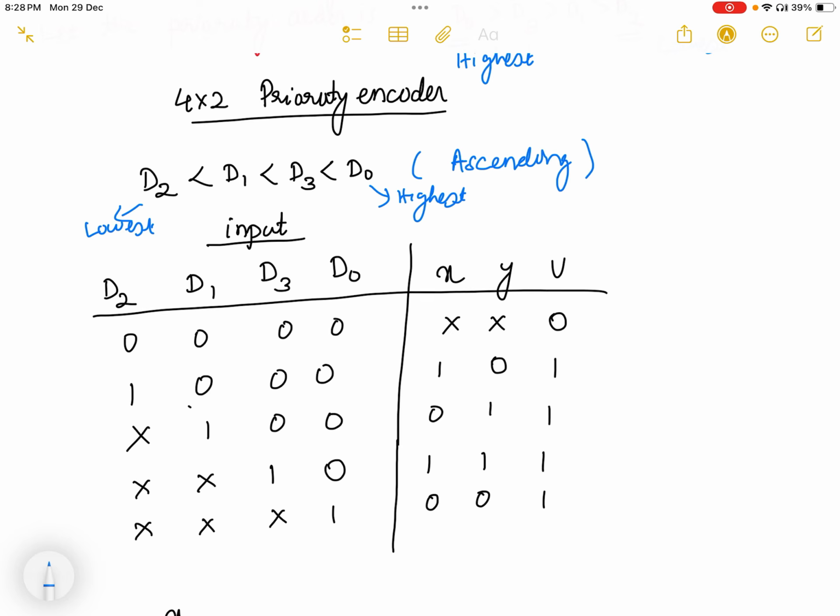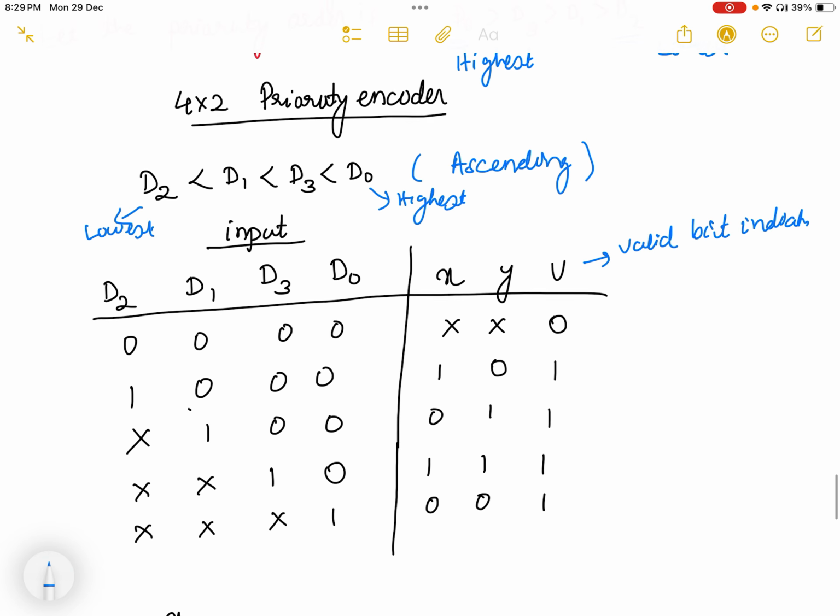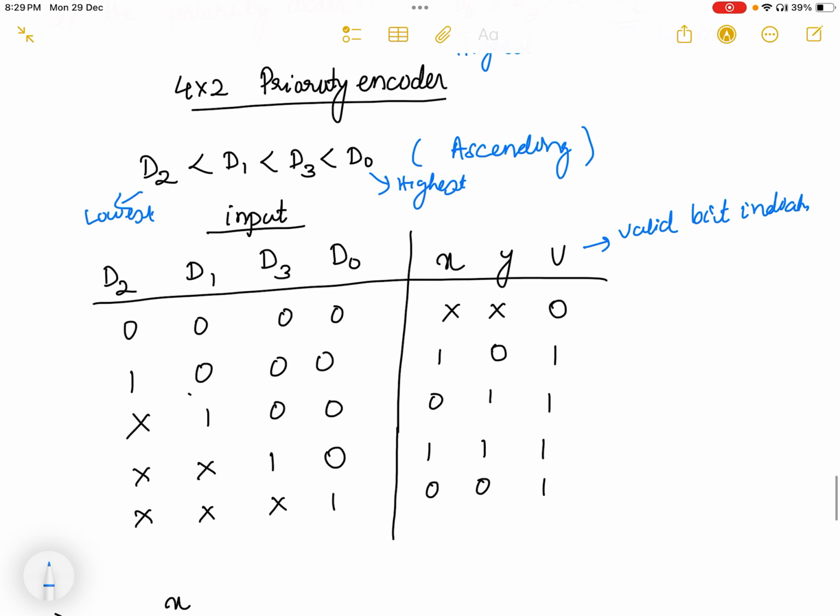So we have two outputs X, Y and V is the valid bit indicator. That is the valid bit indicator and it will show the output 1 when at least one of the inputs is 1. If all the inputs are 0, it will not show any output, so the output will basically be 0. As I have four inputs D2, D1, D3, D0, I wrote them in the table in the same order of priority, in ascending order from lowest to highest.